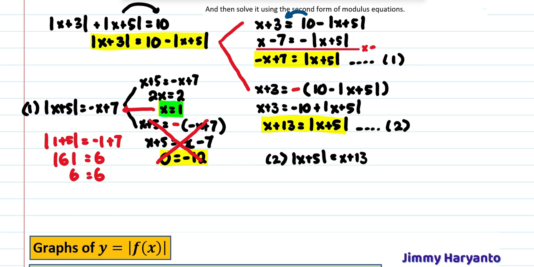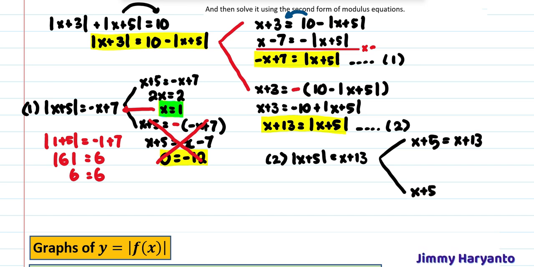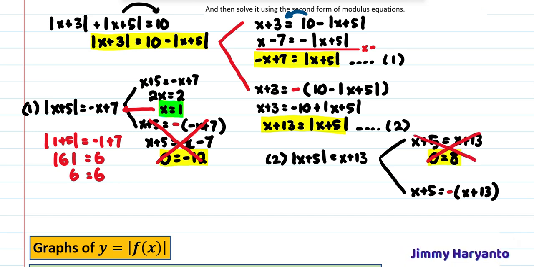x plus 5 equals x plus 13. We have to solve this also. So x plus 5 equals x plus 13, positive. And the second part will be x plus 5 equals negative, and then open bracket, x plus 13. That means x plus, first part. This one will be 0 equals 8. 0 equals 8 is not equal. That means this one is no solutions.